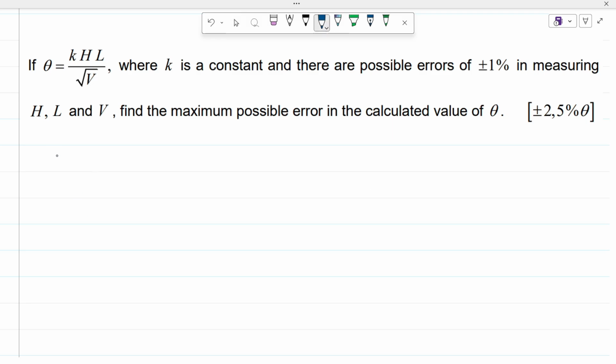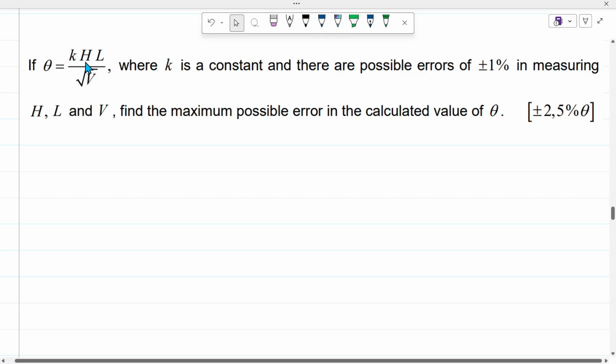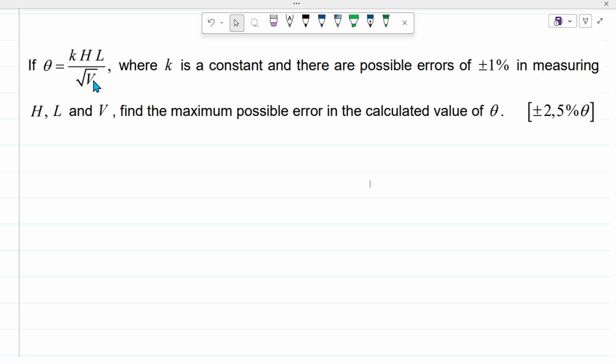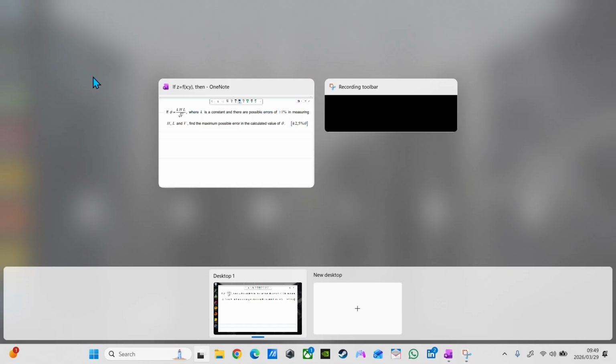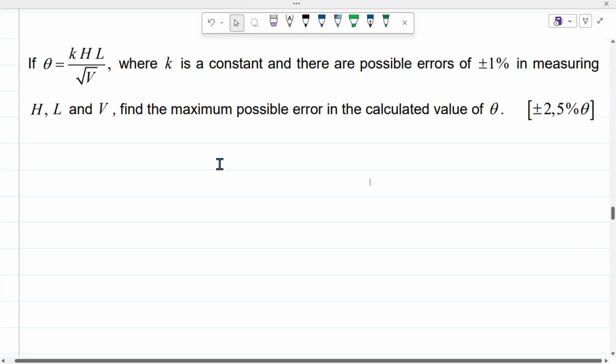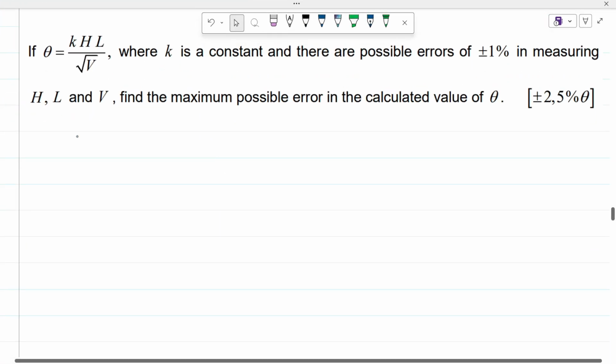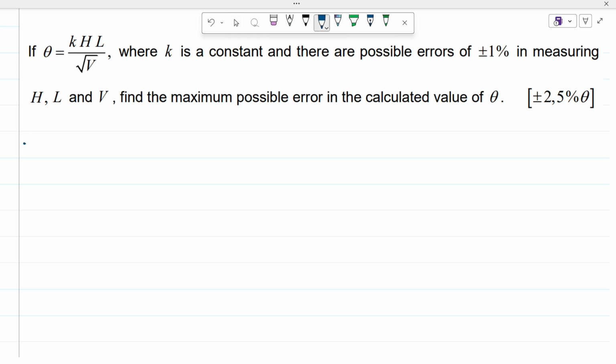So let's start by differentiating partially with respect to H, with respect to L, as well as with respect to V. And then we'll just substitute our changes thereafter. So let's go. Partial derivative of what? Partial derivative of theta.